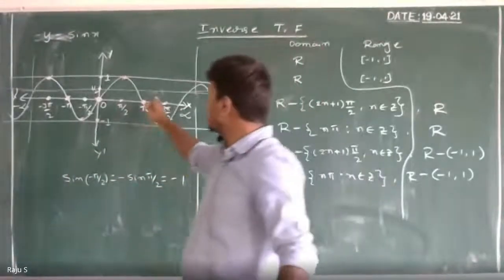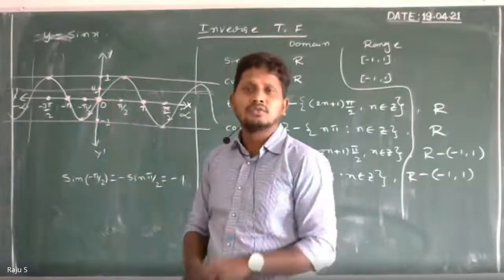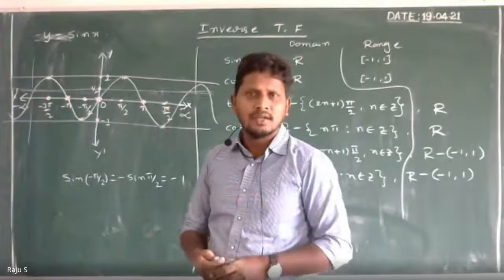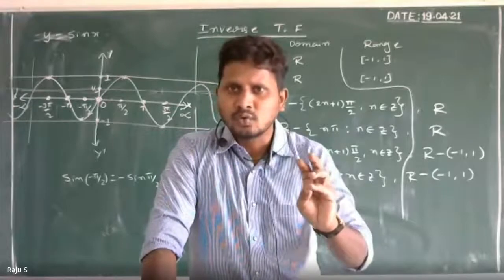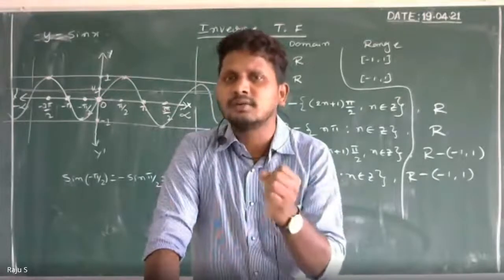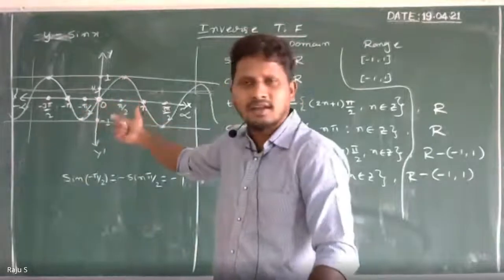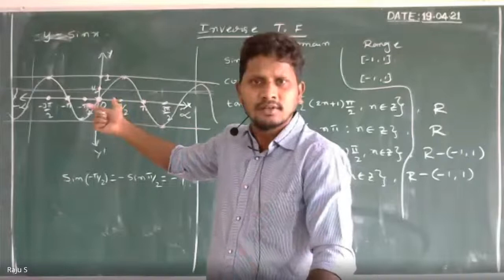Is it 1-1? The horizontal line can meet at more than 1 point. So sine x is not 1-1. Sine x is not 1-1. If sine inverse exists, then what is our condition? To exist the inverse of a function, it must be 1-1 and onto. So here itself we can say that it is not 1-1. Then how does sine inverse exist?